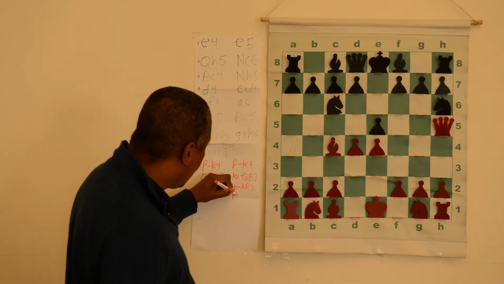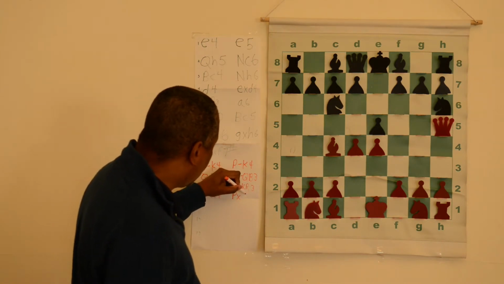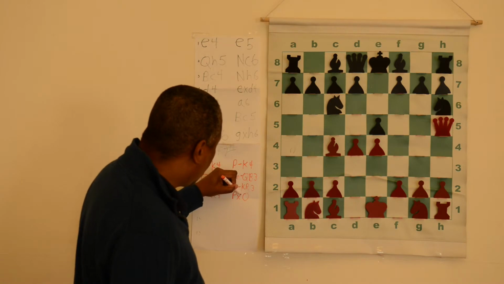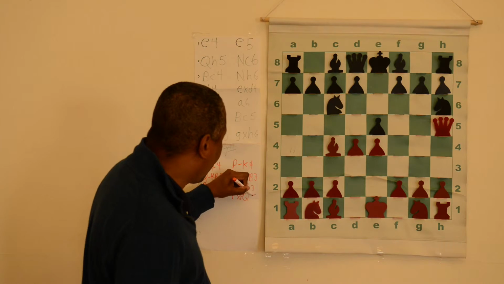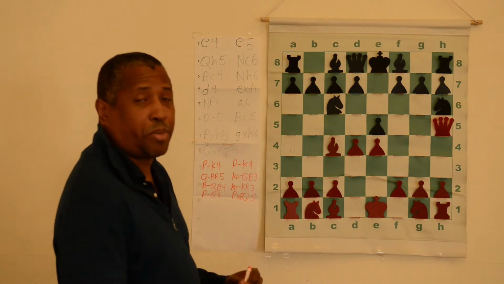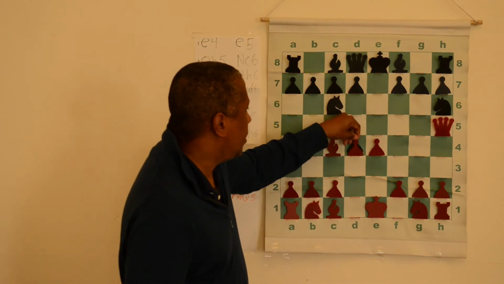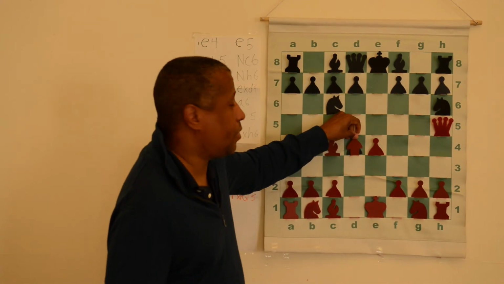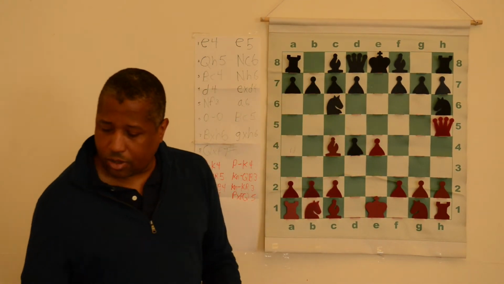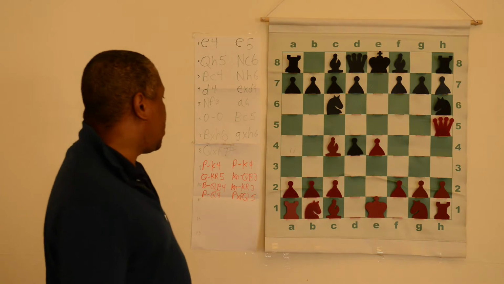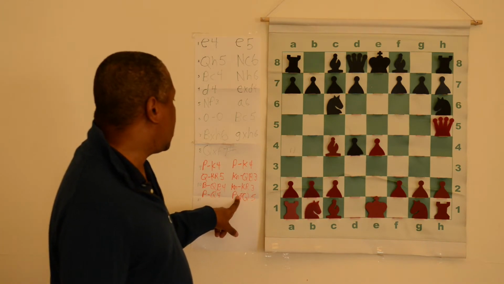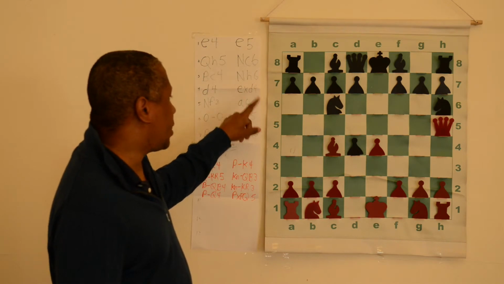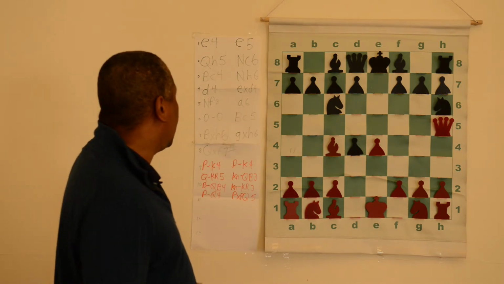Actually, you could write PXP, Q5. Sometimes you just write PXQ5. I usually just wrote PXQ5. So, that's how you take. The X stays the same, whether you're taking with descriptive or algebraic. So that didn't change. Let's go on.